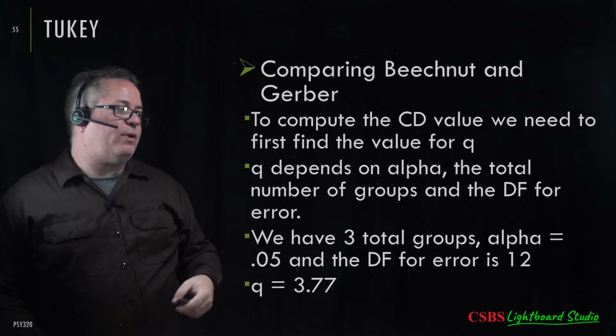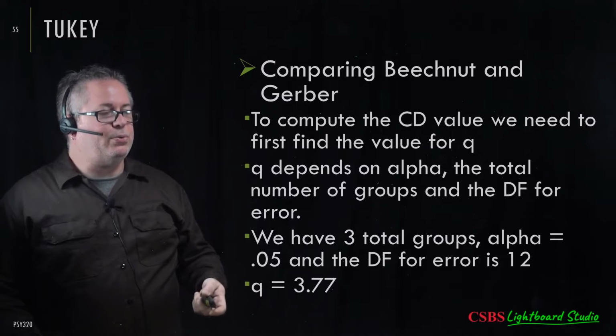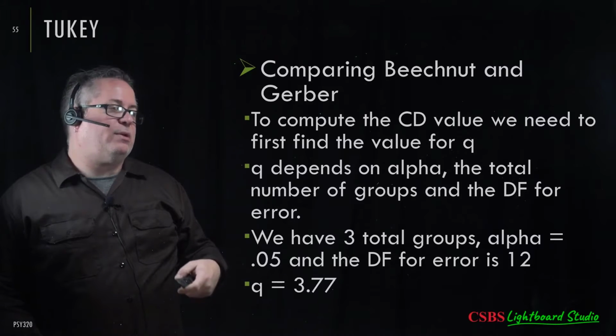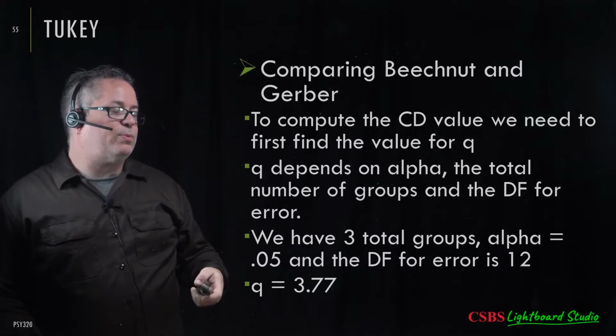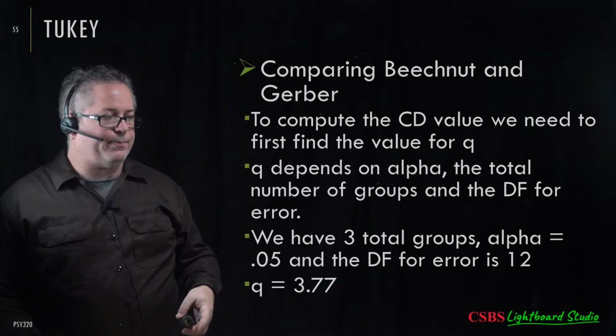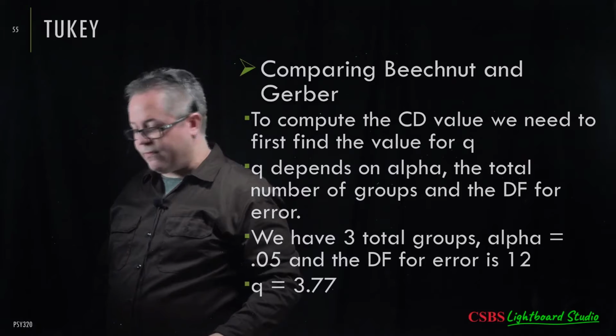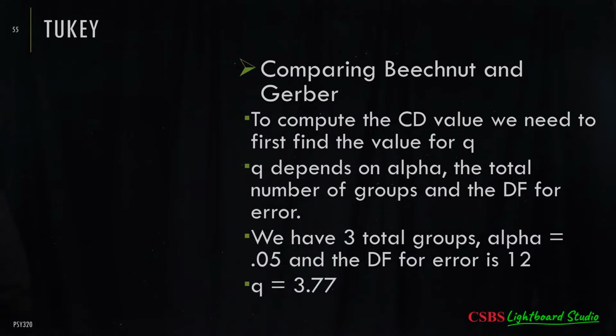To compute the critical difference value, we need to first find the value for Q. Q depends on alpha, the total number of groups, and the degrees of freedom for error. So we have 3 groups, alpha is 0.05, degrees of freedom for error is 12. So let's look at the Q table and see what we find.